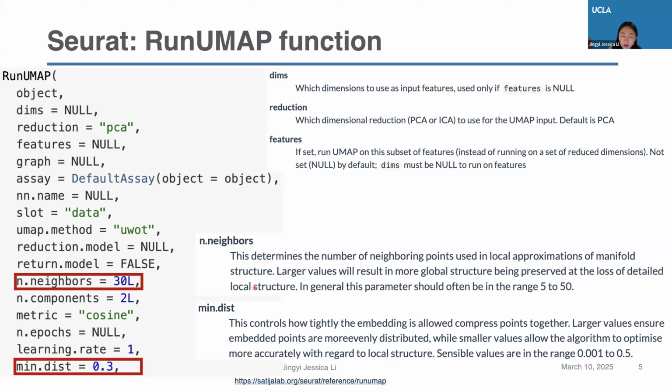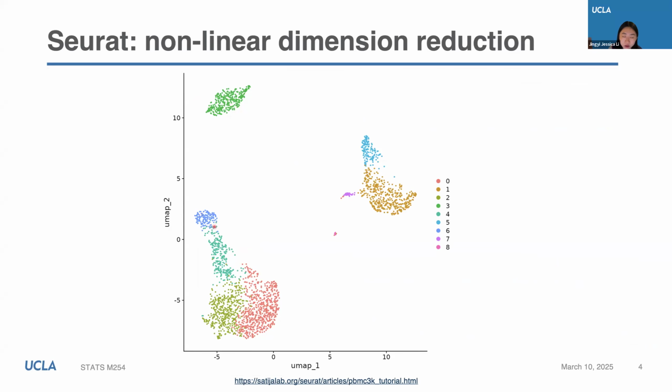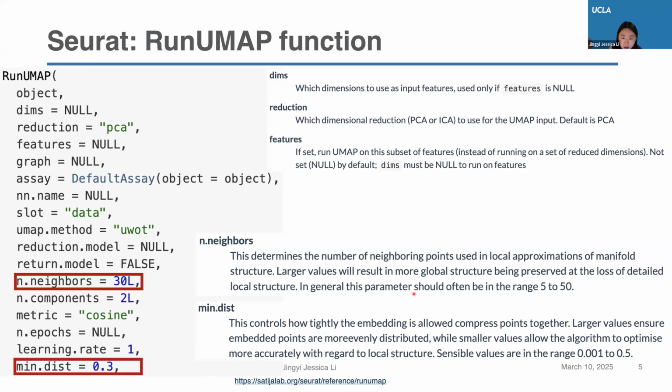So in other words, if you set a large number of neighbors, you are considering larger neighborhoods, and you will lose some of the local small clusters, but you will better preserve the overall relationships among the cells. In general, this parameter should often be in the range of 5 to 50. Minimum distance is another parameter that controls how tightly the embedding is allowed to compress points together. Larger values ensure embedded points are more evenly distributed, while smaller values allow the algorithm to optimize more accurately with regard to local structure. So sensible values are in the range of 0.001 to 0.5.